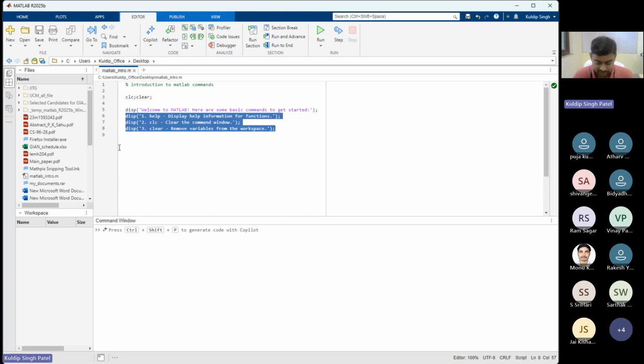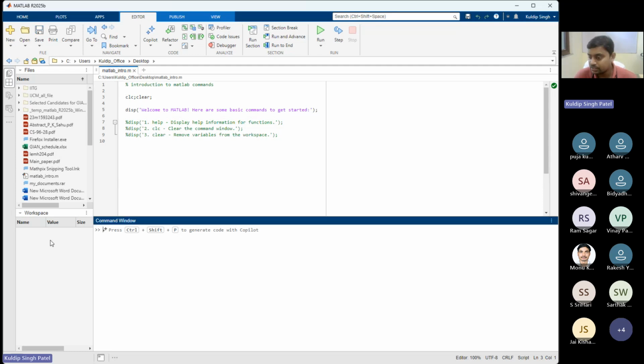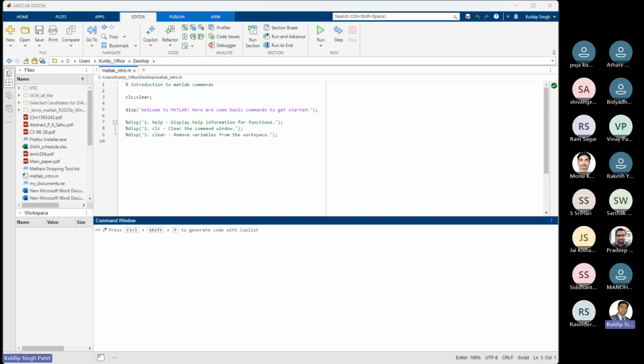Why is it so? We don't want anything on the command window as well as in the workspace. Because if some previous values are stored unnecessarily, they will take up our space and might create some issues. So there is no need to store the previous values.